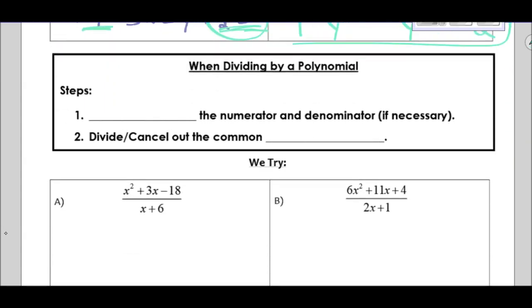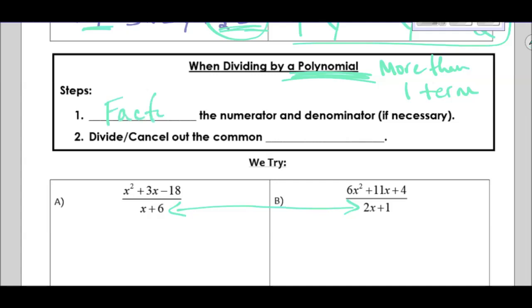The next part of this note is dividing by a polynomial, which means there's more than one term on the bottom, and that's what you can see in both of these two. We have an addition or subtraction problem on the bottom of the fraction. That makes it a polynomial. There's more than one term. So I'm going to factor the numerator, and I'm going to factor the denominator if necessary. And then I'm going to divide or cancel out any common factors.